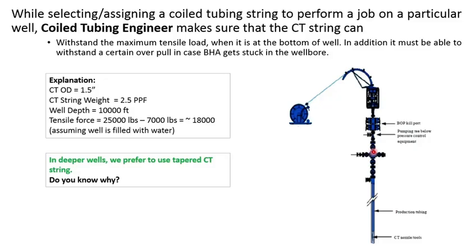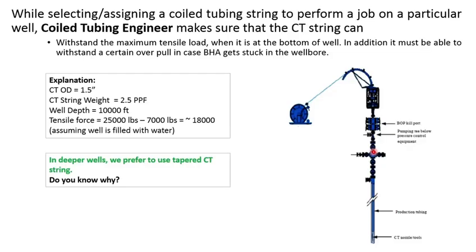In addition to this 18,000, it must be able to withstand a certain overpull, so that if, unluckily, it gets stuck, we must be able to release that coil tubing string.